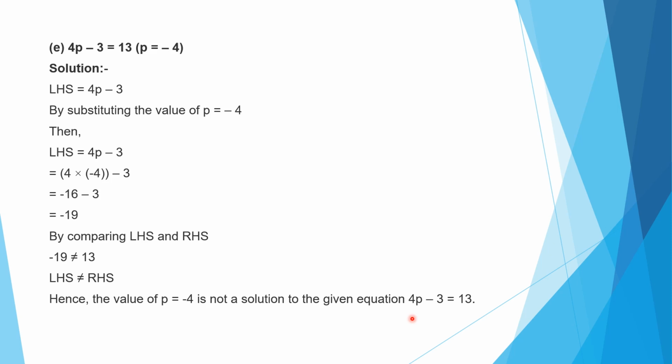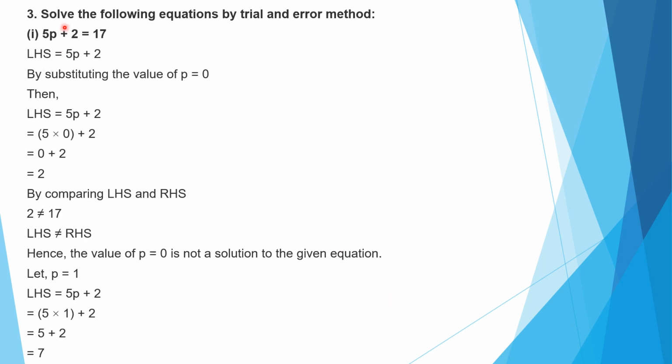If LHS is equal to RHS, then it is the solution to the given equation. Next, solve the following equations by trial and error method. That means we have to put the variable values from 0 until we get the answer, or until it satisfies the given equation. Clear? Now let us start with the value of p. What is the variable here? P. P is equal to 0.